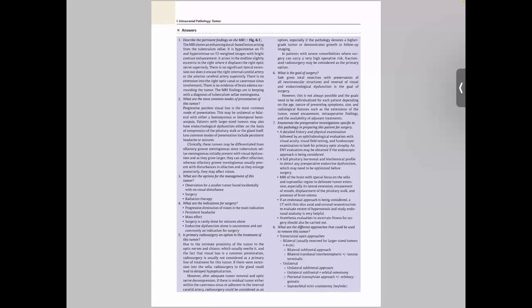Since tuberculum Sellae meningiomas initially present with visual dysfunction as they grow larger, I think we've talked about this statement already, that the tuberculum Sellae meningiomas will initially present with visual dysfunction, but as they grow larger, they can affect olfaction. Then the olfactory groove meningiomas will initially present with olfactory dysfunction. Then as they enlarge, they affect the vision.